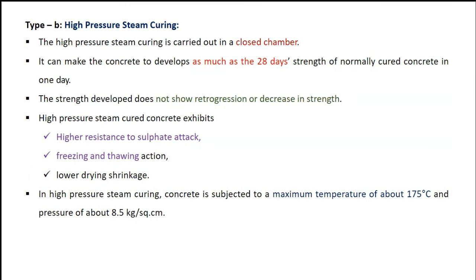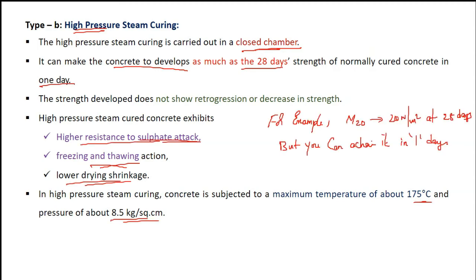And the second one is steam curing at high pressure. Here we are not going to just simply send the steam to cure. You are going to apply pressure on the concrete member. This is achieved by using a closed chamber. This type of curing can make the concrete develop its 28 days strength in just one day. For example, if you take M20 grade of concrete, it is going to achieve 20 Newton per mm square at 28 days. That is the compressive strength at 28 days, 20 Newton per mm square. But instead of waiting for 28 days, if you adopt this high pressure steam curing, you are going to get that 20 Newton per mm square of compressive strength in just one day.